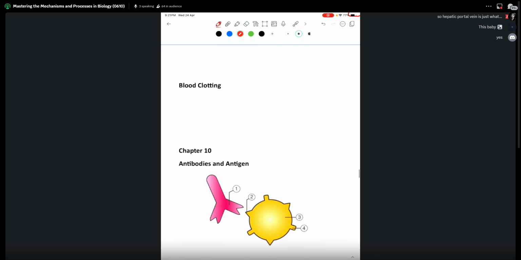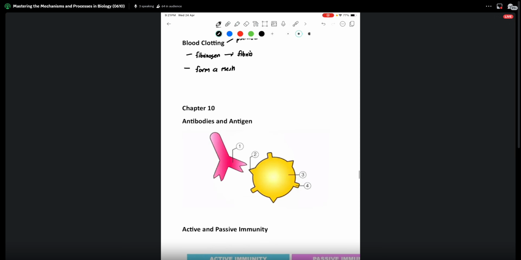Okay, correct. Do I need to explain blood clotting? Do you guys know what blood clotting is? I think it's not very difficult, right? No need. Okay, never mind. Very simple. Blood clotting is from fibrinogen to fibrin, and they will form a mesh, and then this will stop the bleeding. And it's all worked by the platelets. All right, very simple.